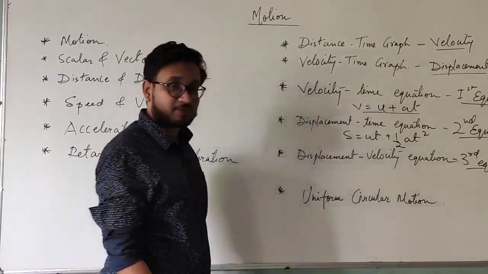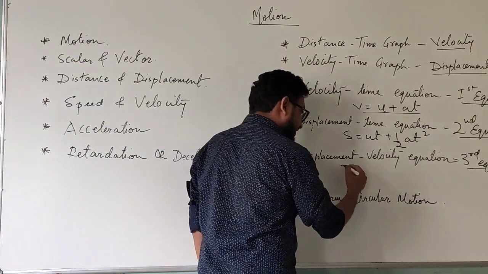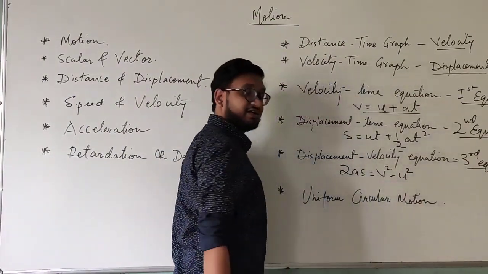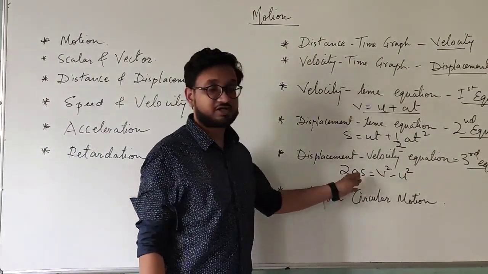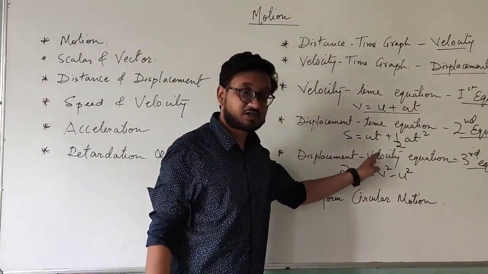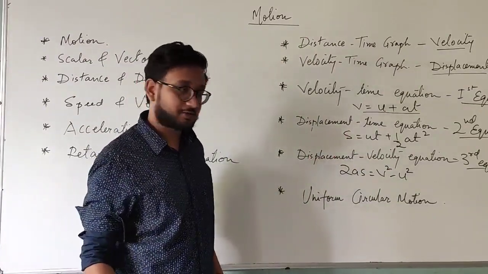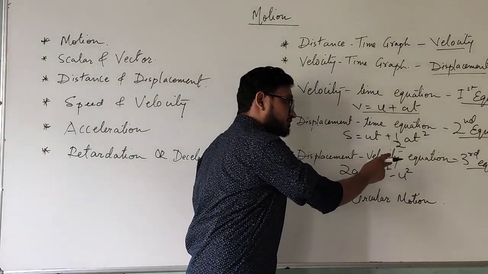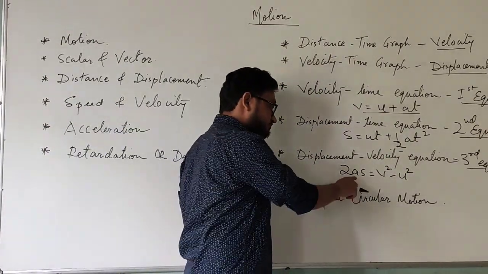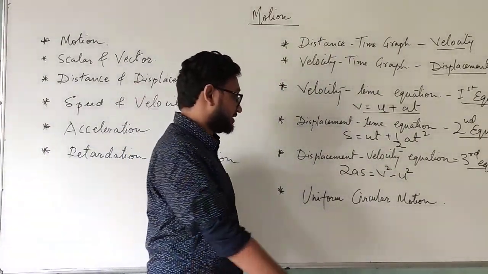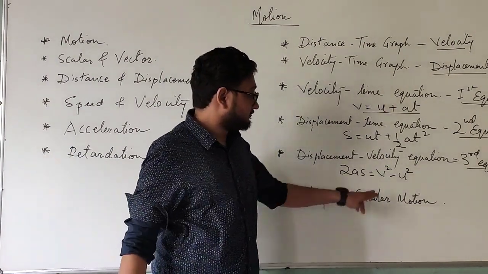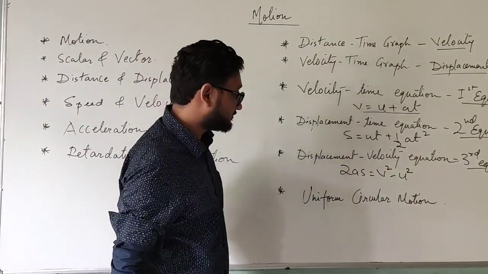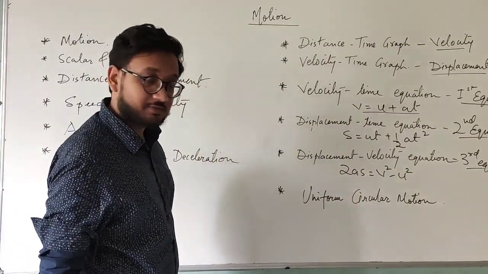So the displacement velocity equation is given as 2as equals v square minus u square. It can also be written as v square minus u square equals 2as. Displacement velocity or velocity displacement, it doesn't matter. You can write v square minus u square equals 2as, or 2as is equal to v square minus u square, where a is acceleration, s is displacement, v is final velocity and u is initial velocity.